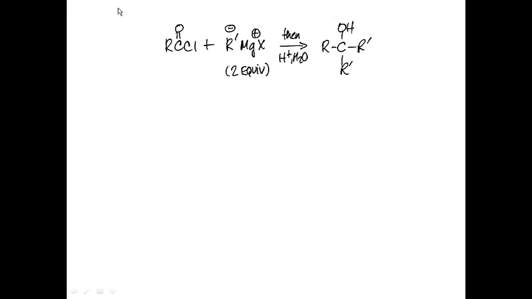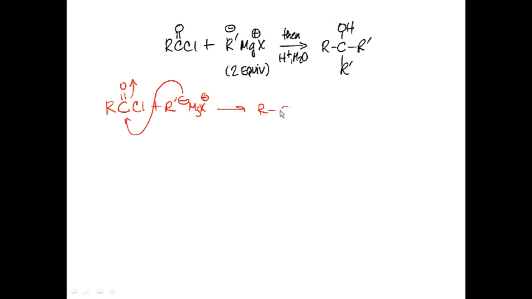Well, I'm going to react it with 2 equivalents of Grignard. We actually saw this reaction before. We reacted acid chloride or ester with 2 equivalents of Grignard. But now we can understand the mechanism for this. So if I take my acid chloride and I react it with my Grignard, what's going to happen? The R minus is going to attack this carbonyl.